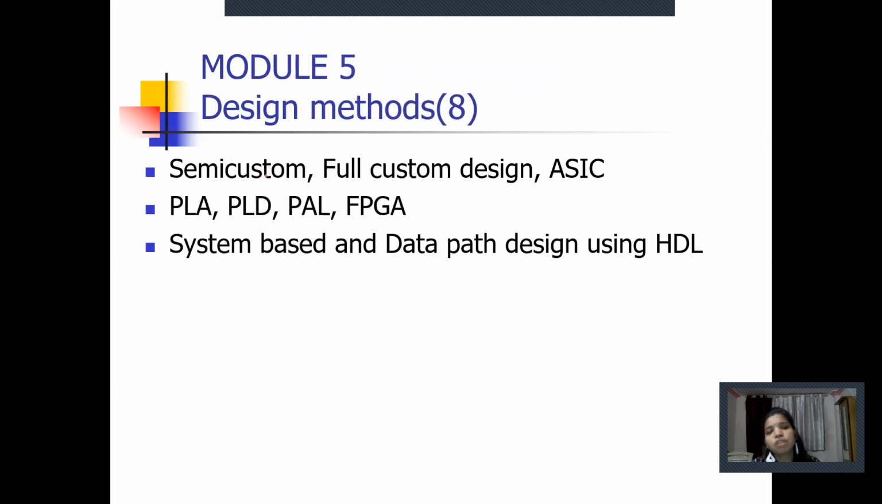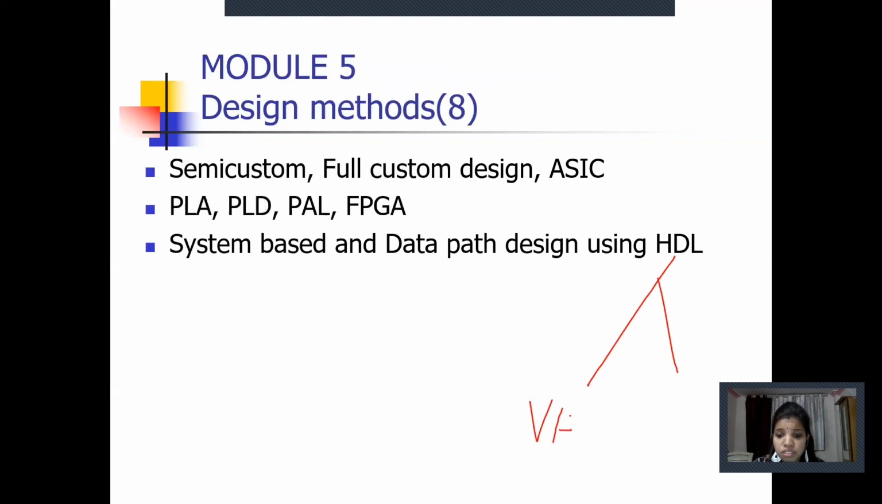Module 5 is related to design methods. Here you will learn about different full semi-custom, full custom. ASIC means application specific integrated circuit. So you will learn these designs. Then PLA, PLD, PAL, FPGA. You have already learned, maybe you have some idea about programmable logic array, programmable array logic, FPGA. And then system based and data path design using HDL, which is the programming part. HDL means hardware description language, and it can be Verilog or it can be VHDL.